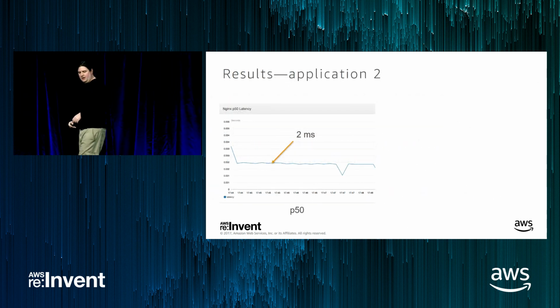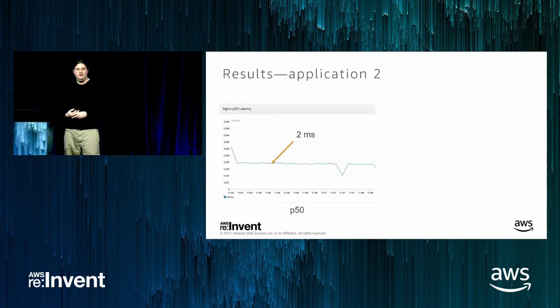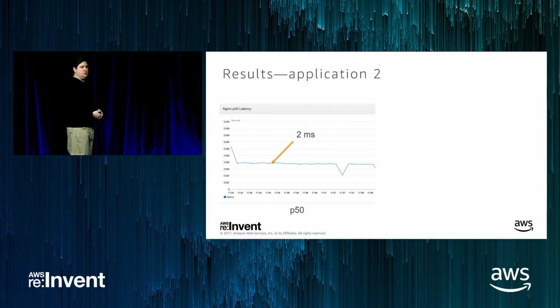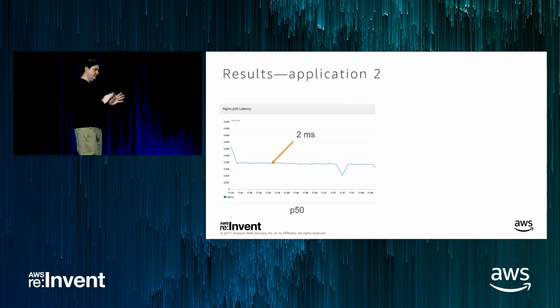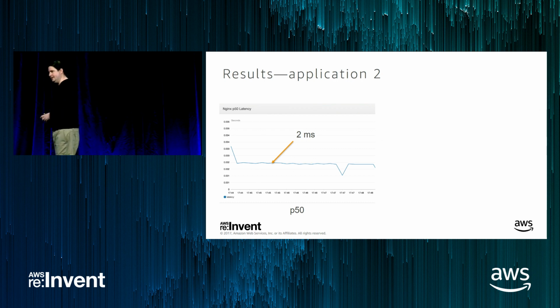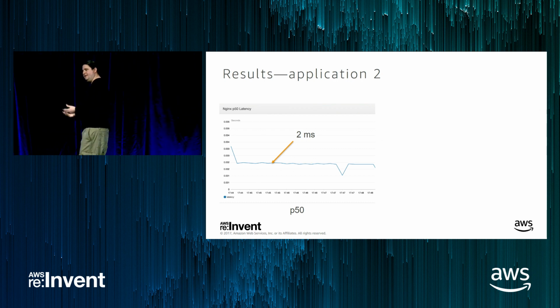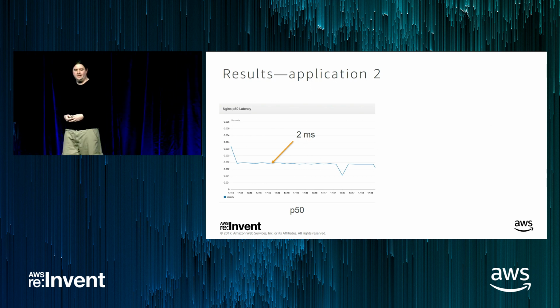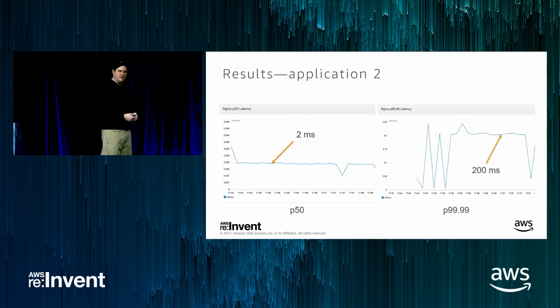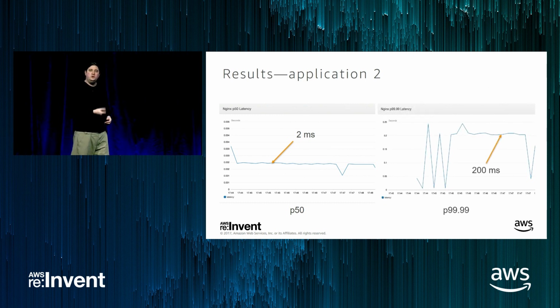So if I'm running this experiment and I graph my latency with loss, 0.2% loss, my P50 is at 2 milliseconds. Pretty fast. 10 meg file, 2 milliseconds. Yeah, that's pretty fast. What about a really high percentile? P99.99. 200 milliseconds. That's 2 orders of magnitude higher than my P50.